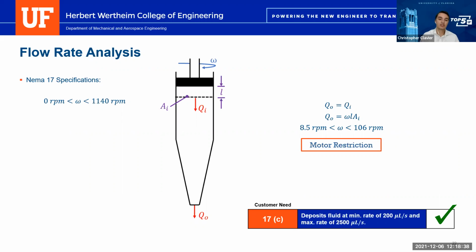So another customer need we needed to satisfy was the restrictions on the fluid flow rate, which is shown in the bottom right corner. Since we are using a stepper motor, we can easily control the rate of rotation omega of this stepper motor by pausing between steps or sets of steps. And so using a simple fluid flow analysis, we were able to determine based on our geometry that omega needed to be between 8.5 and 106 RPM to satisfy these restraints, which is perfectly achievable with this motor and the relevant code.